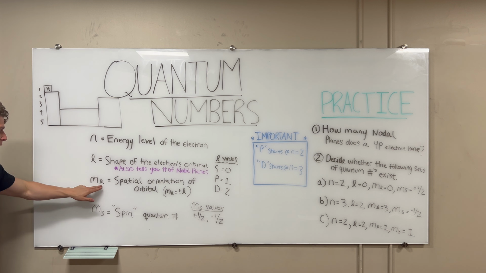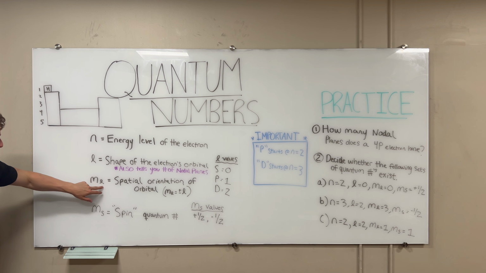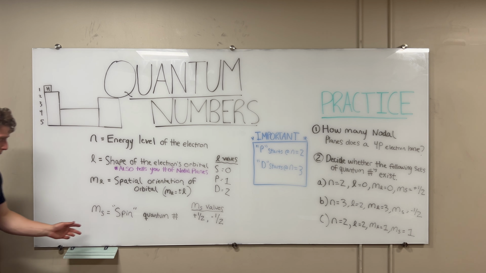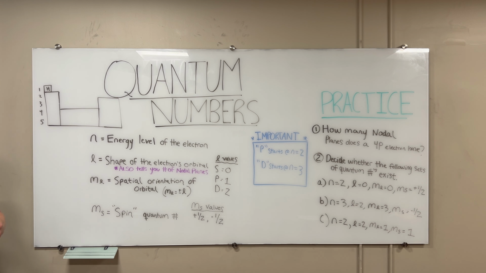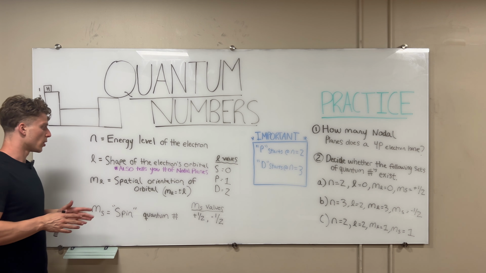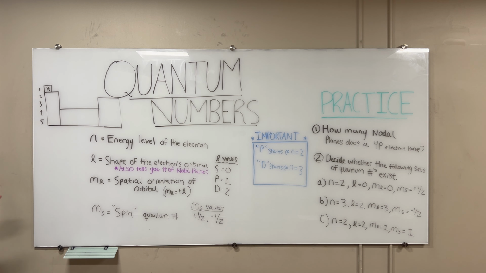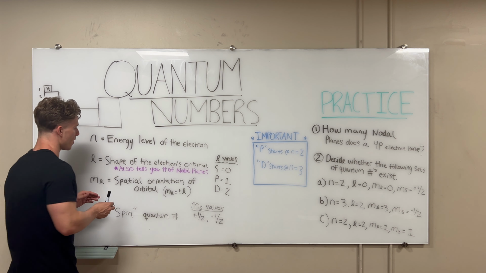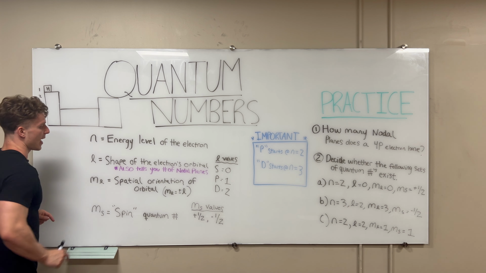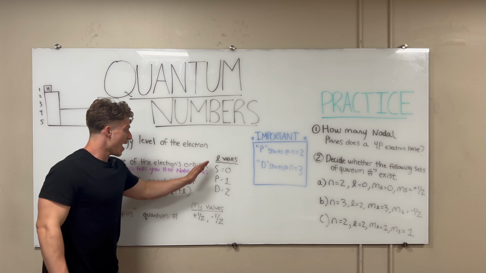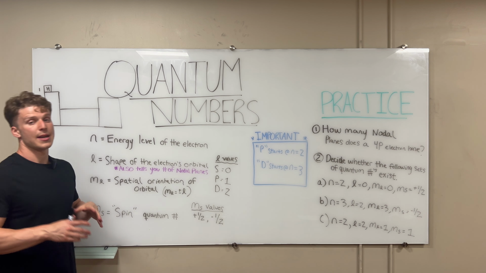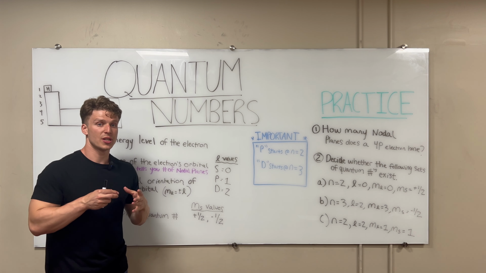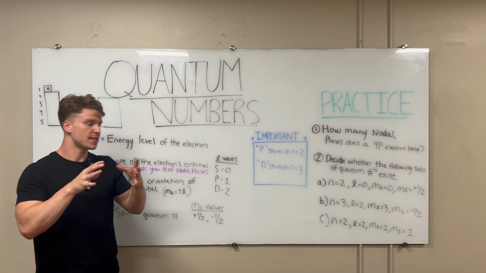Now M sub L, an M with an L subscript right here, tells us the spatial orientation of the orbital. This one is a little bit tricky to understand. However, we can think of it in a pretty straightforward manner if we think of M sub L in relation to L. So, we have these different types of orbitals: an s orbital, a p orbital, and a d orbital. Now, these orbitals can be arranged in different ways in space.